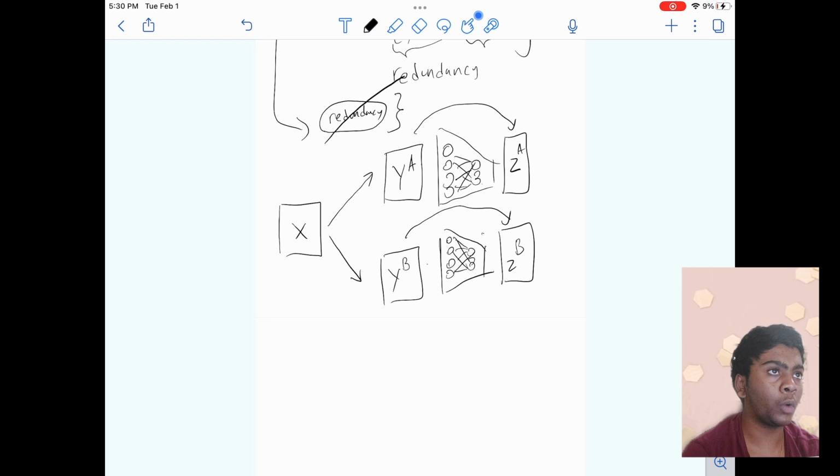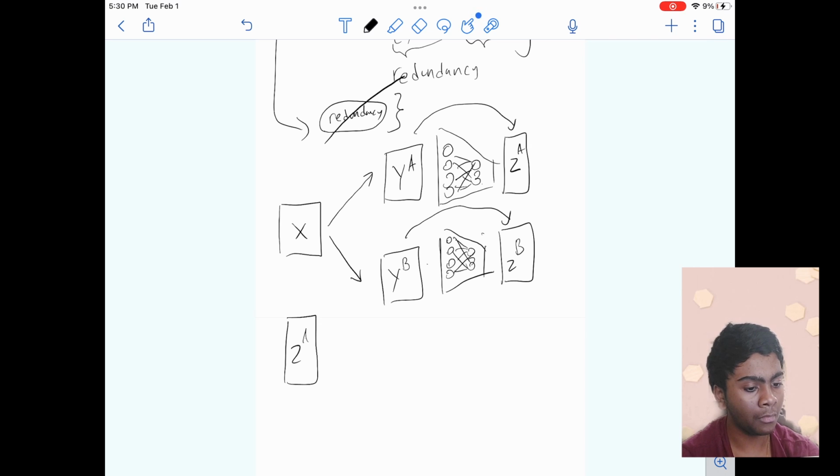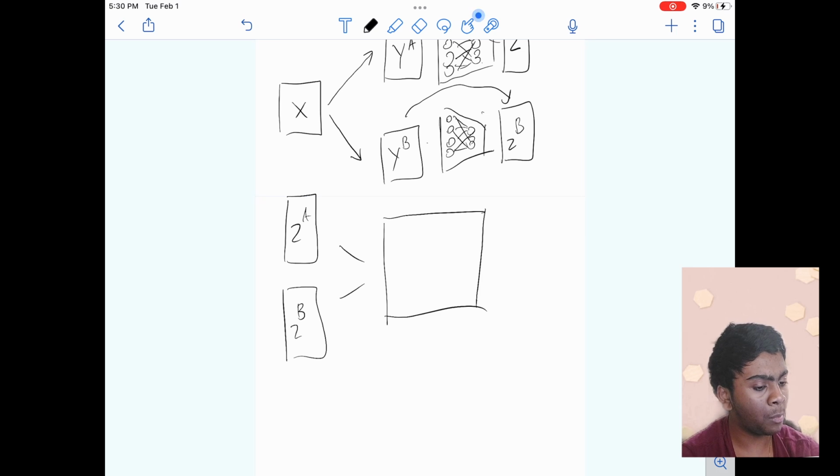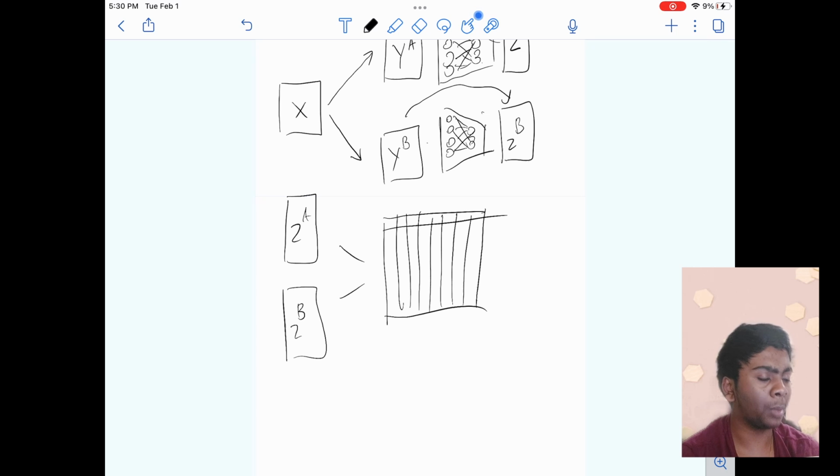But this is where it gets special. We take these two representations or embeddings, right? And we make a little cross correlation matrix. And if you're familiar with time series, you probably would have heard this word before.